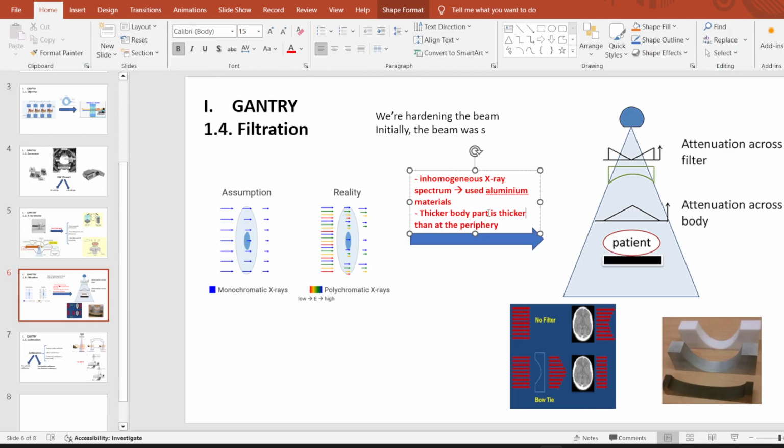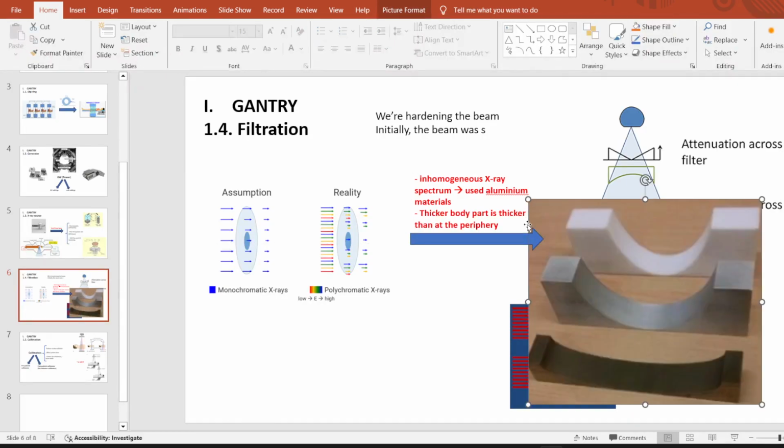Filtration. There are a couple of things you need to know. Filtration: two reasons, a homogeneous X-ray spectrum, and the thicker body part in the middle, with the bow ties. That's all we've got to know about filtration. All right, my friend, can we move on? You've got 10 seconds to note down your ideas right now.